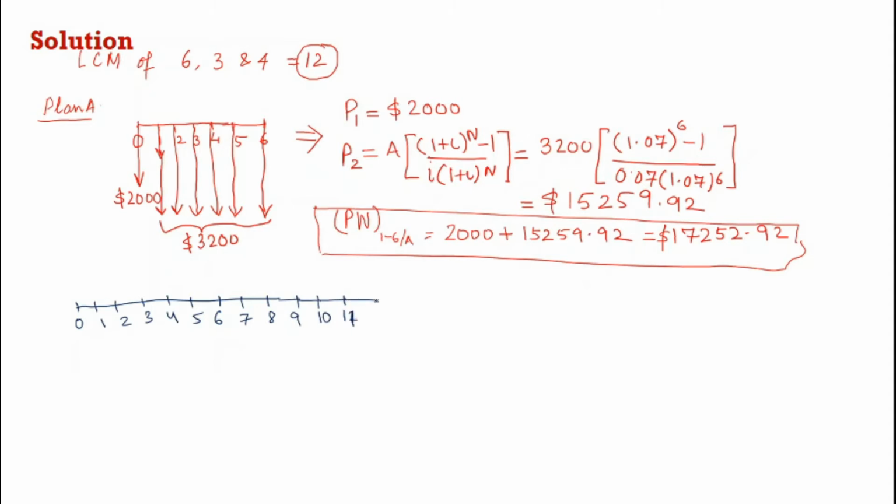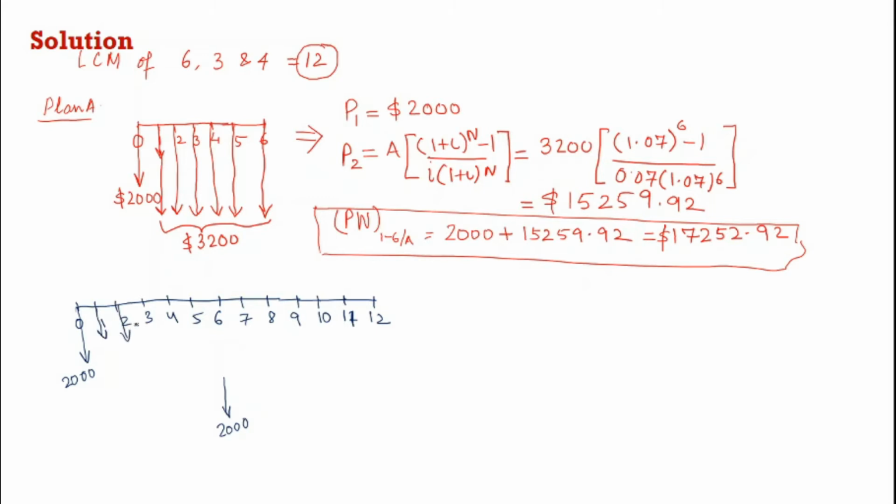This will be 11 and then this is 12. So one transaction of the first cost 2000, and another first cost will come here, 2000 at the end of year 6, and a uniform series.